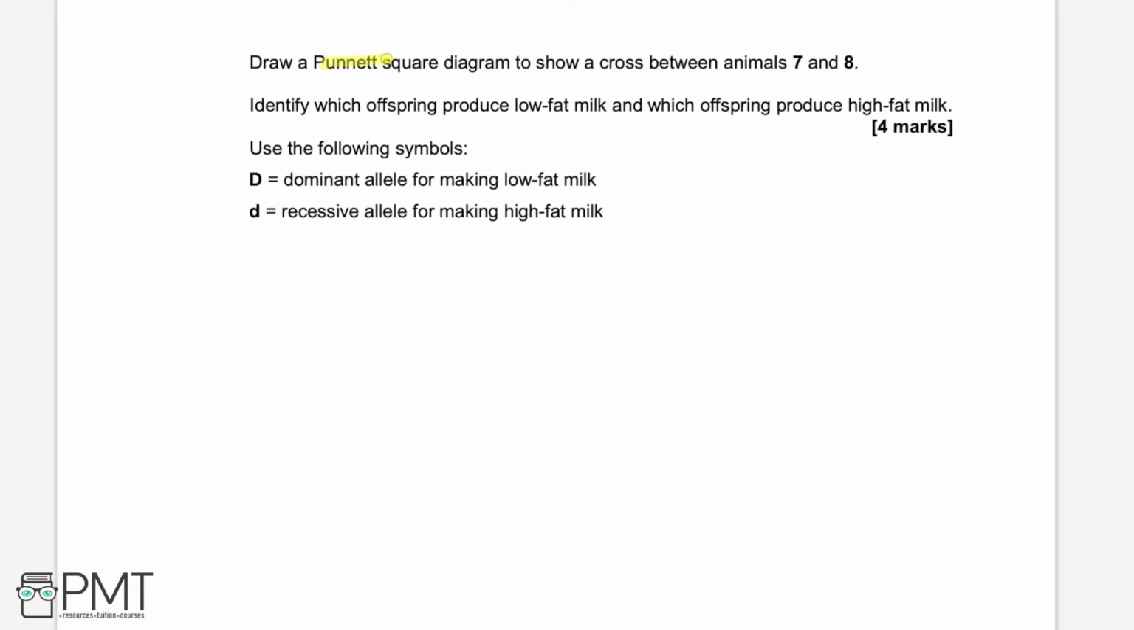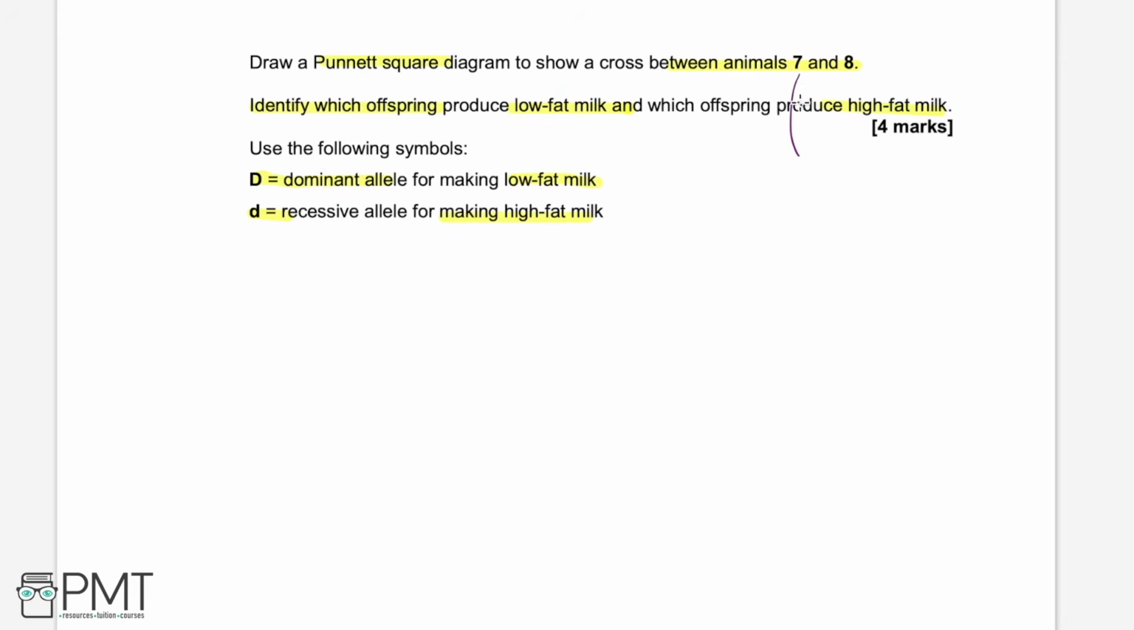Draw a Punnett square diagram to show a cross between animals 7 and 8. Identify which offspring produce low-fat milk and which offspring produce high-fat milk. Use the following symbols. Capital D equals dominant allele for making low-fat milk, and lowercase d equals recessive allele for making high-fat milk.